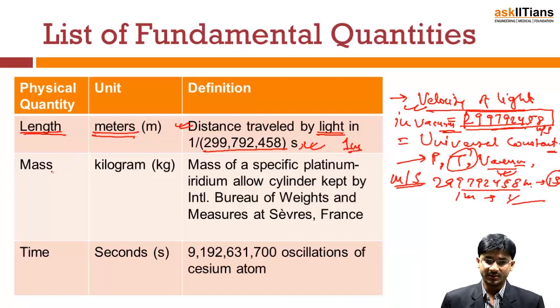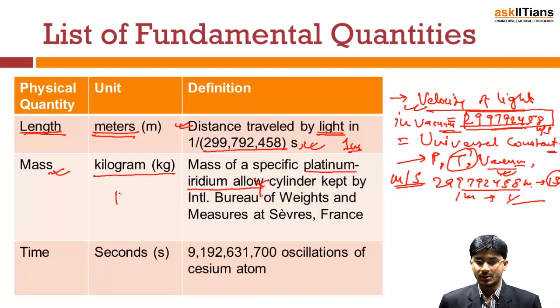Now the second physical quantity that is also quite common is mass, that is kilogram. Its unit is kg. It is the mass of a specific platinum iridium alloy cylinder that has been kept in the International Bureau of Weights and Measures at Sevres, France. This is a block of platinum iridium alloy kept in the Bureau of Weights and Measures, and the mass of the block kept at this place in France is 1 kg.